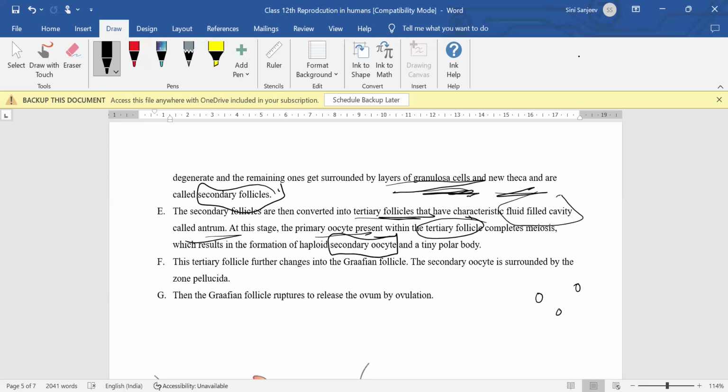Because as I told you, first mitosis, there is an increase in number, then the primary oocyte, then the secondary oocyte, and then the egg. So before the tertiary follicle releases the egg, this egg is a secondary oocyte. So in the tertiary follicle, you have a haploid secondary oocyte. Now the tertiary follicle is going to be converted into the Graafian follicle.